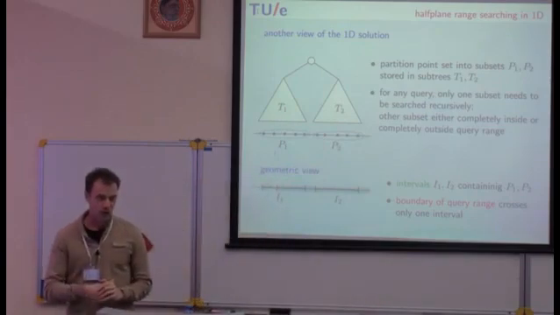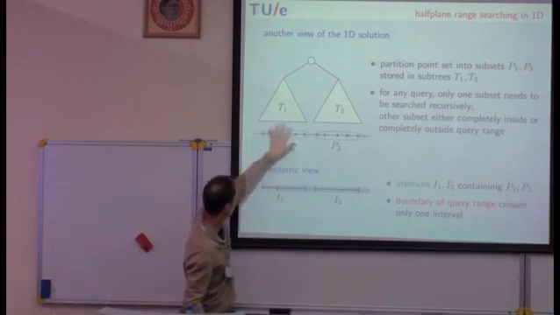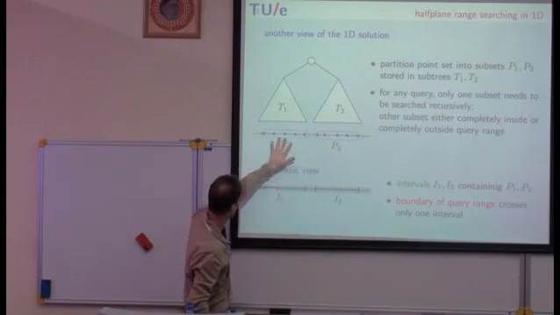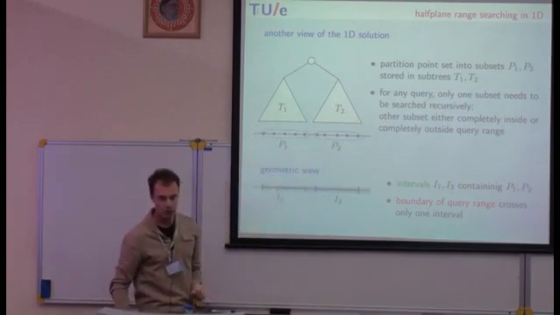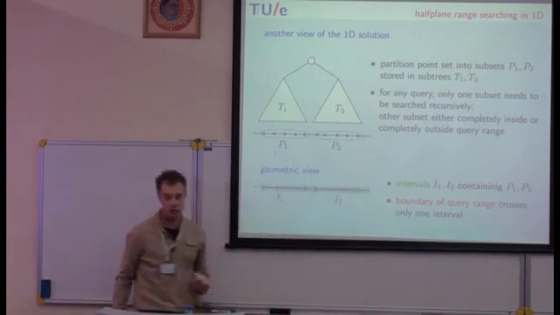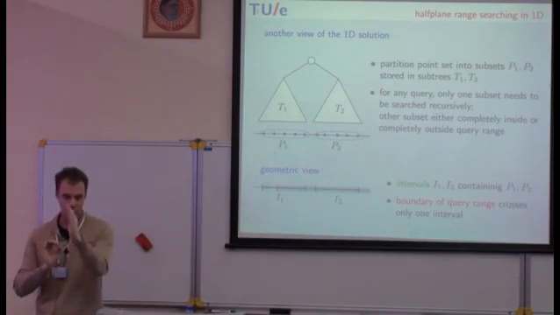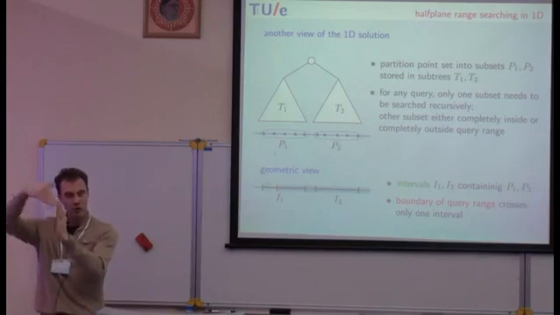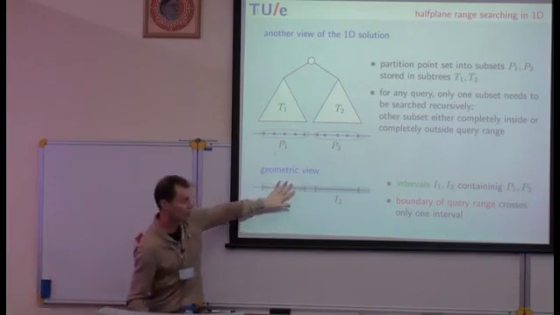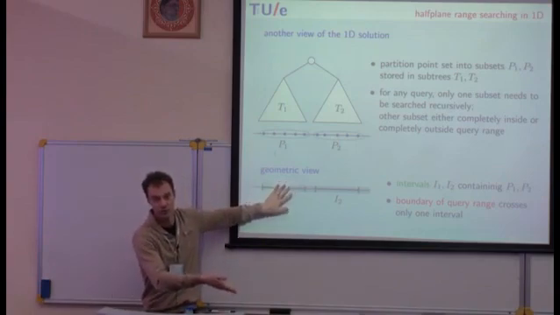So now let's see if we can do this in 2 dimensions. Here I said I have my point set. I partition it into 2 subsets, P1 and P2. For each subset I have an interval containing those points, and the boundary of my range, the boundary between the points that are inside and the points that are outside, lies in only one interval, meaning I only have to recursively search in one interval.